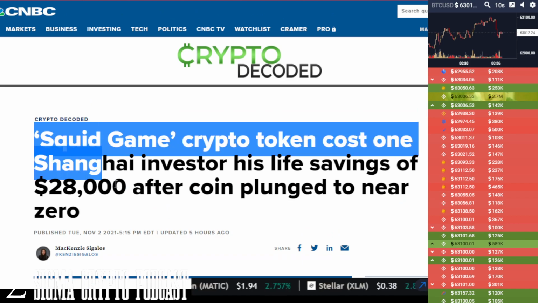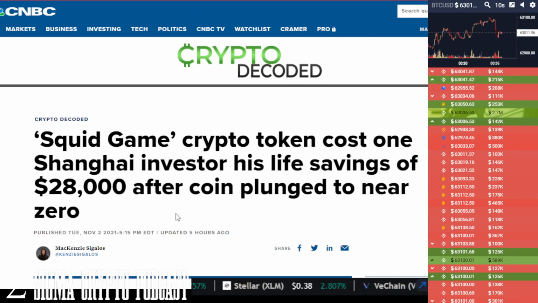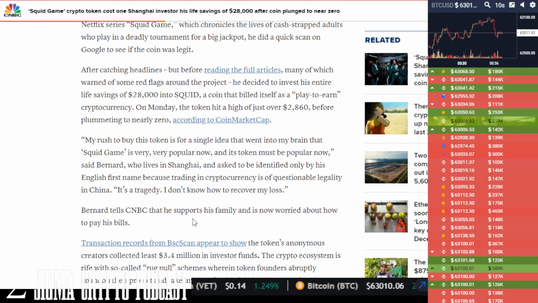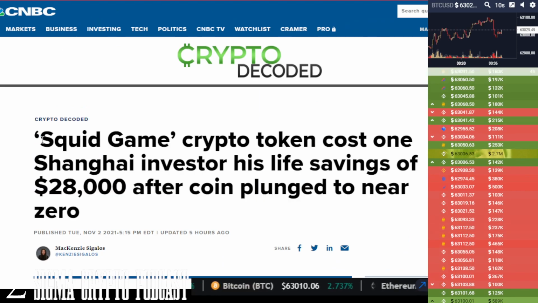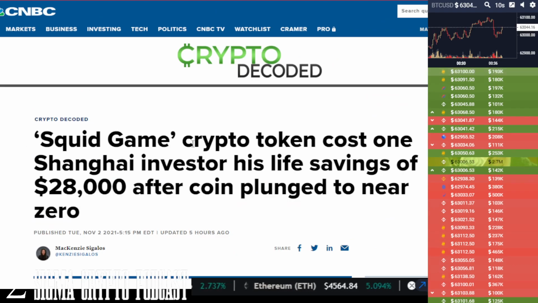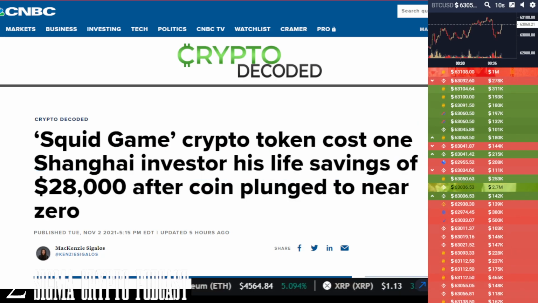See, this is what I mean. The mainstream media loves when this kind of stuff happens because it makes this whole space look so goofy. "Squid Game crypto token costs one Shanghai investor his life savings of $28,000 after coin plunged to near zero." They eat this stuff up because it makes it look like this whole space is just full of idiots, which it kind of is. But they tend to only show this kind of news when this stuff happens. They're not going to report that somebody also became a billionaire.